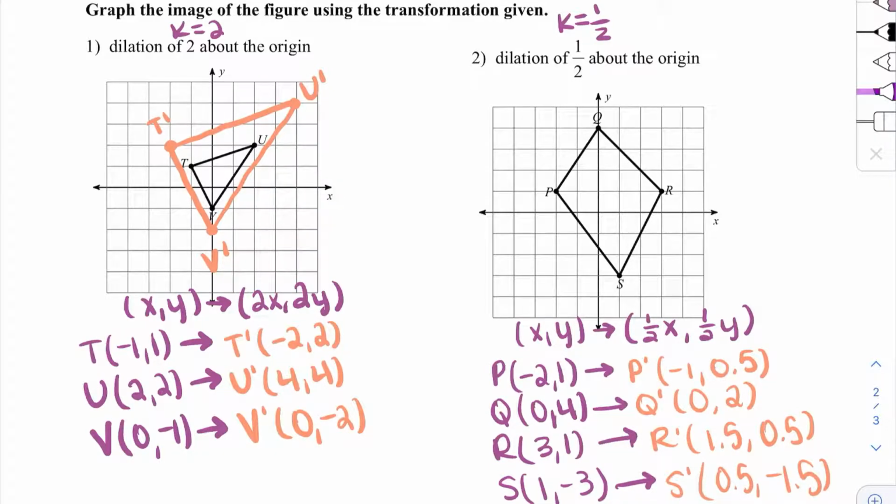So now we're going to plot these points. Notice the new P is (-1, 0.5), so I'm going to go left 1 and then up just 1/2 of a unit. Q is (0, 2), the new Q. The new R is 1.5, so I'm going to go right 1.5 and then up 0.5, a half of a unit. And then the new S is 0.5, so I'm going to go right 0.5, and then -1.5, so I'm going to go down 1.5.